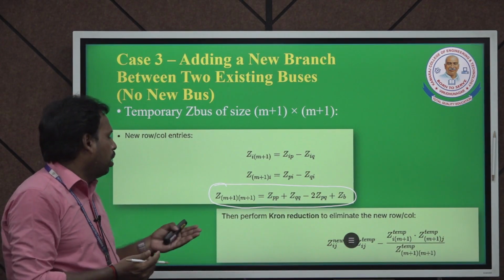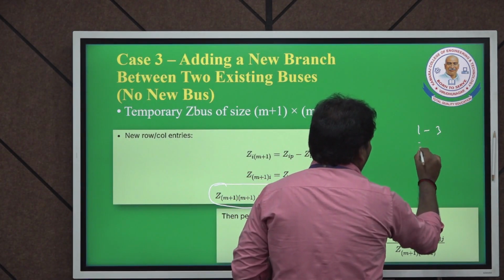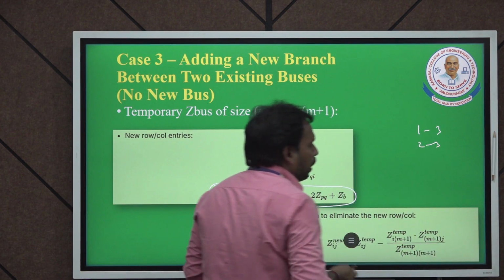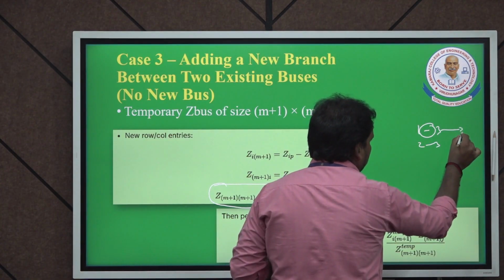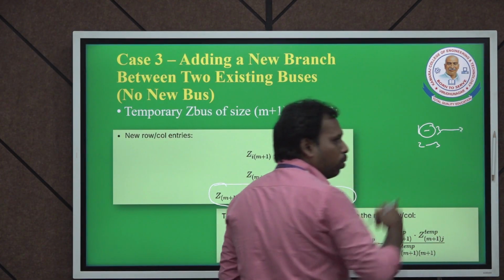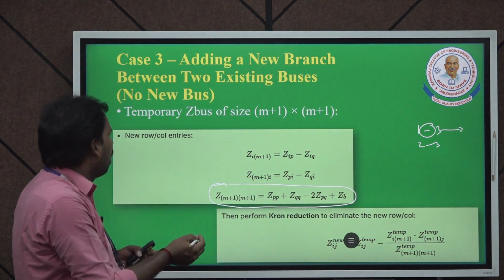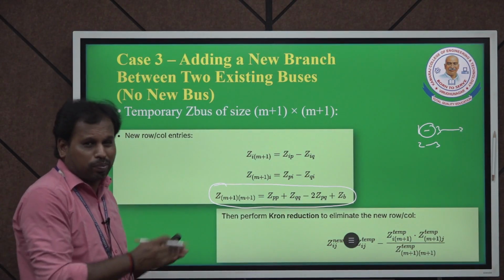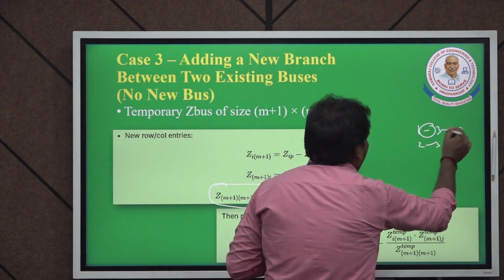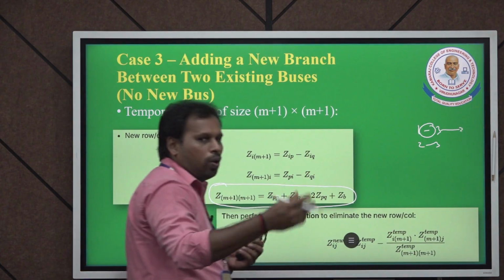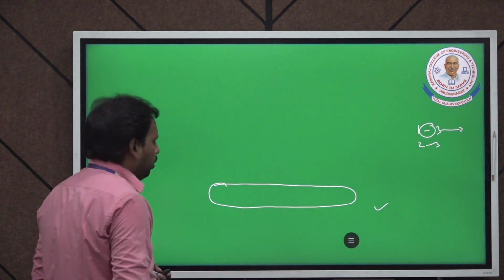Then what do we do? In between which buses, if it is 1 2 3 or 2 2 3, both are existing buses, we will take a difference of this value into the next column and next row, that is the new row and new column. For which buses, for example i and j, or p and q, both are existing buses, we are going to write the difference of those rows and columns in the new row and new column. After that we are going to eliminate this.